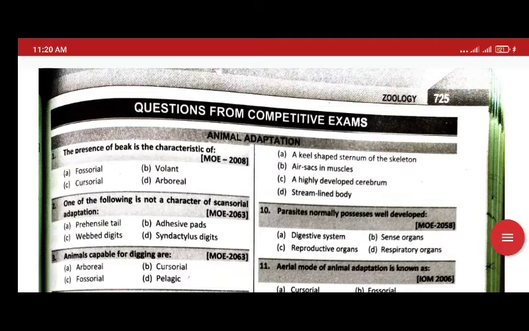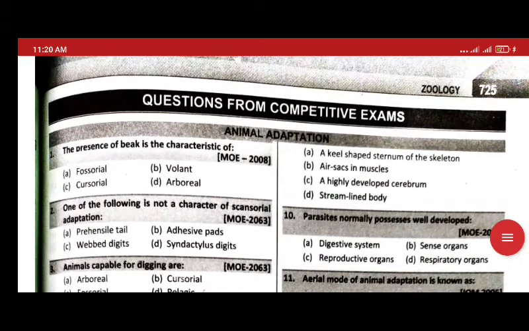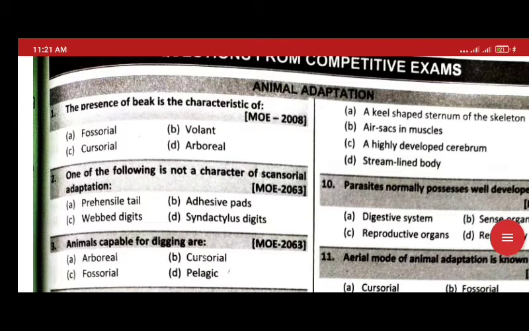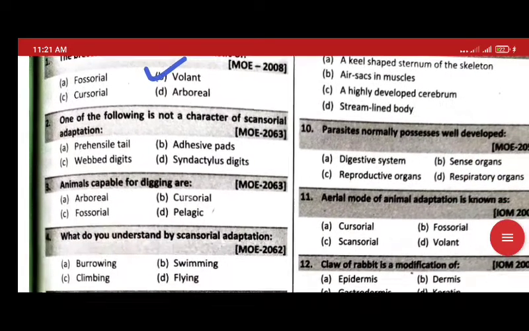Now we have questions from animal behavior and animal adaptation. Here you can see questions from a competition exam. So now let's get started. Here first, the presence of beak is the characteristic of. So beak is present on a bird, and that bird comes under what? Volant adaptation. So option B is right.